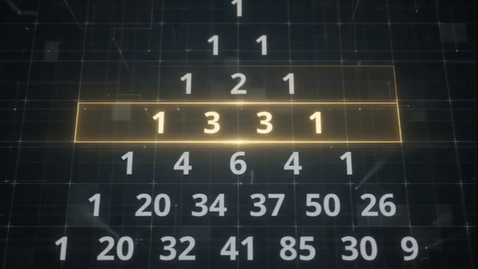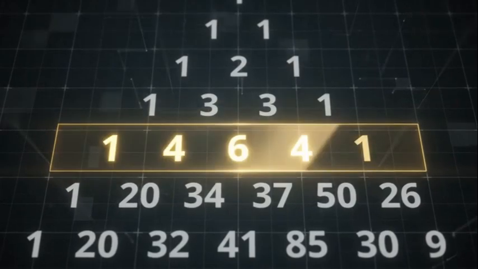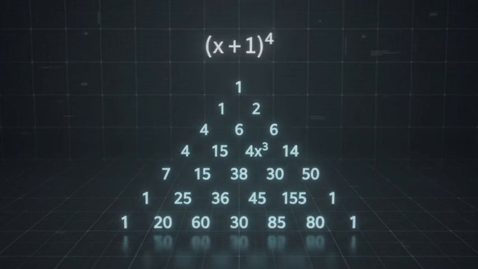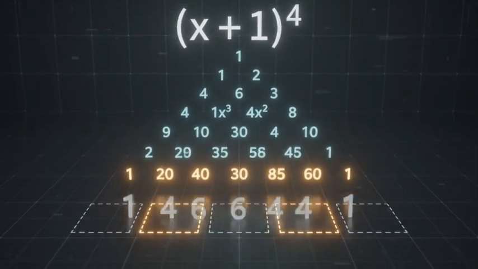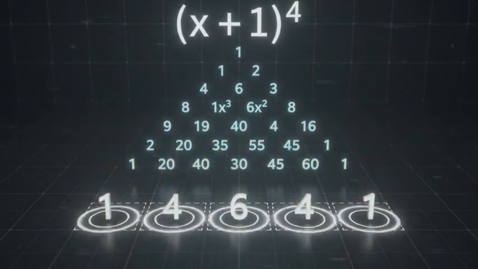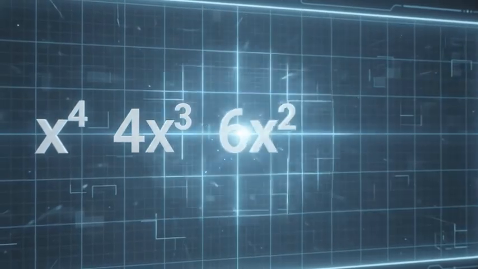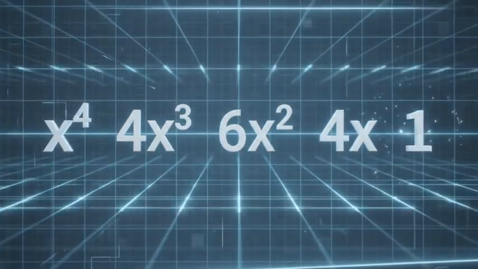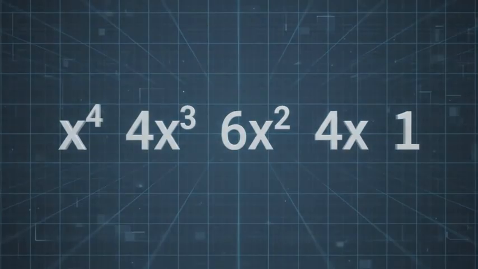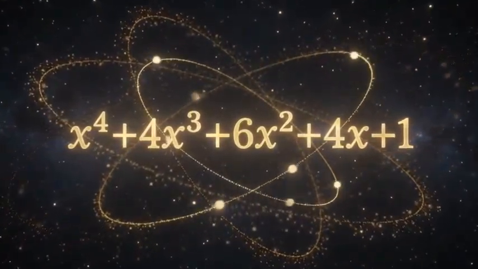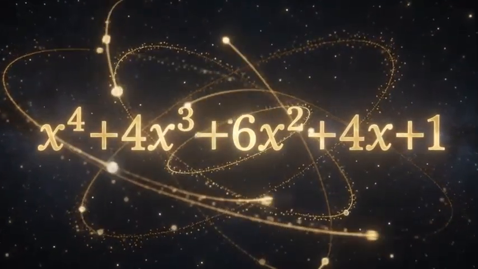Each row corresponds to a power. For example, power 4 uses the coefficients 1, 4, 6, 4, and 1. Let's use Pascal's triangle to expand (x plus 1) raised to the fourth power. Multiply each coefficient by the appropriate powers of x and 1. The completed expansion is x to the fourth plus 4x cubed plus 6x squared plus 4x plus 1.